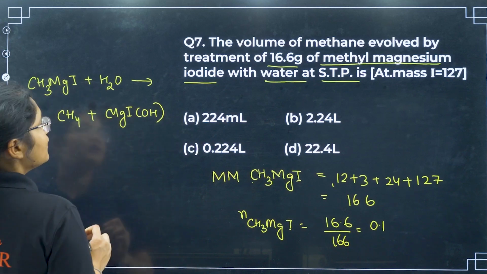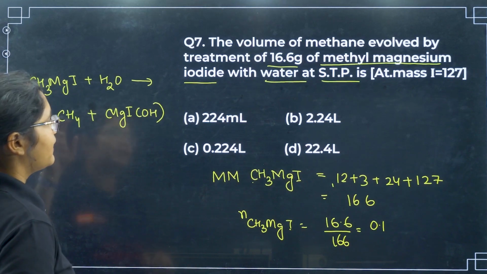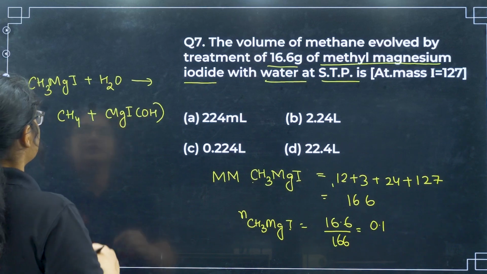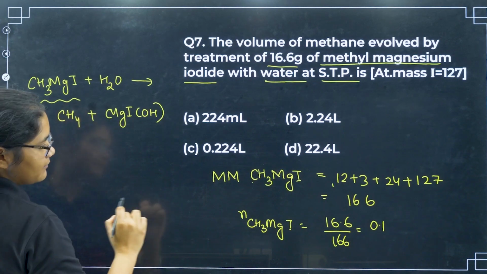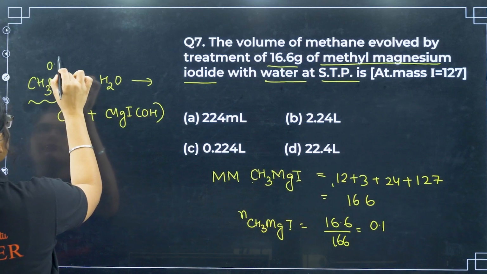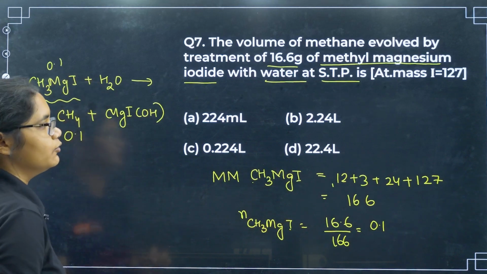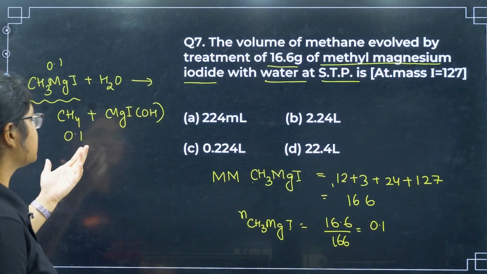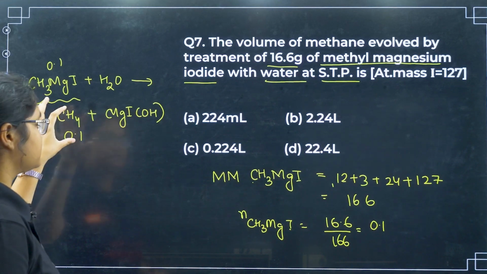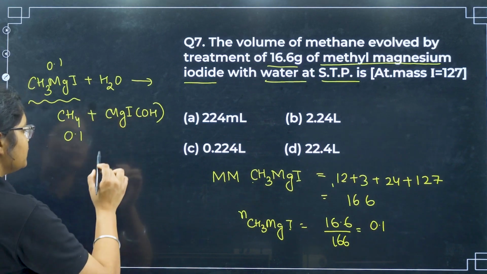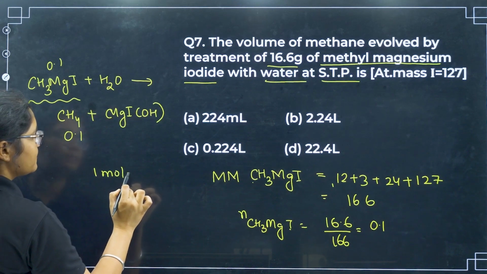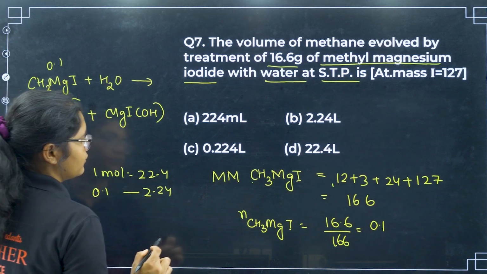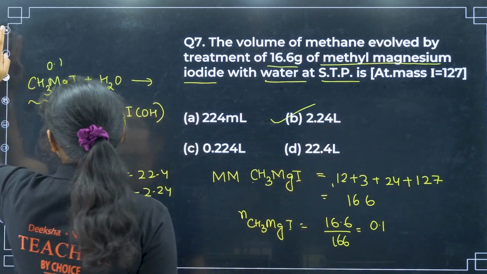So if I have the volume of methane evolved by 16.6 gram of methyl magnesium iodide, this is 0.1 mole, and the methane will also be 0.1 mole. So 0.1 mole of methane will be formed. Now what is the volume of CH4 created? You know that 1 mole occupies 22.4 liters. So 0.1 mole will occupy 2.24 liters. So that is why option number B.